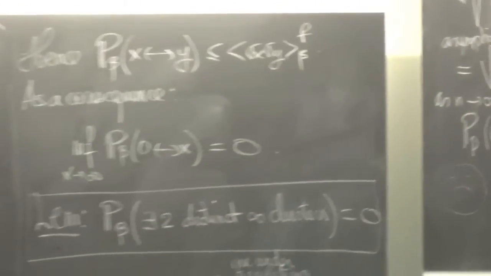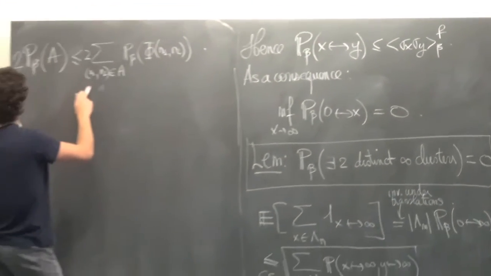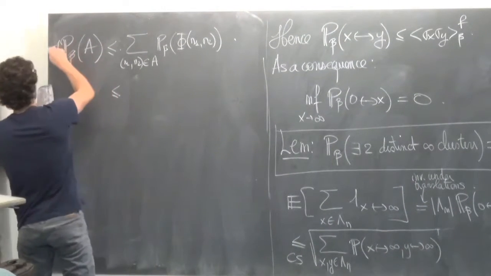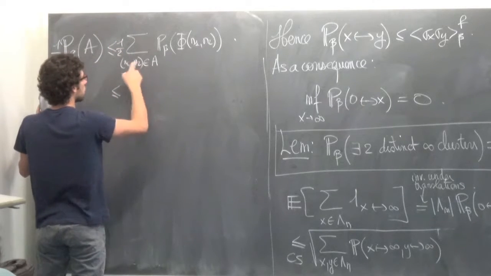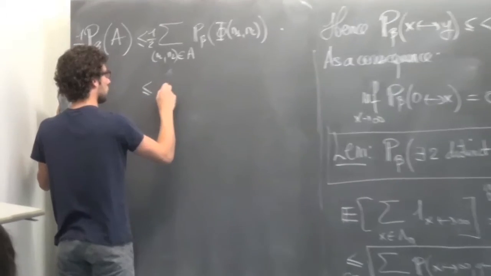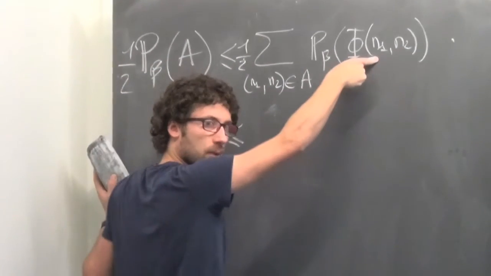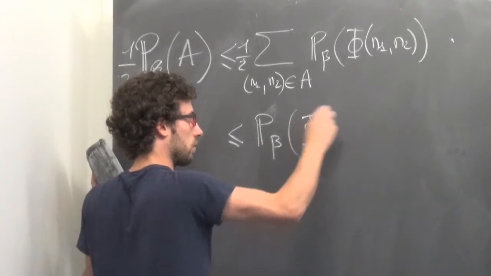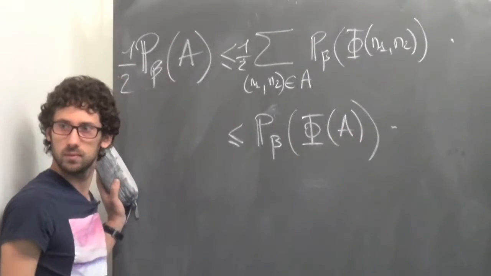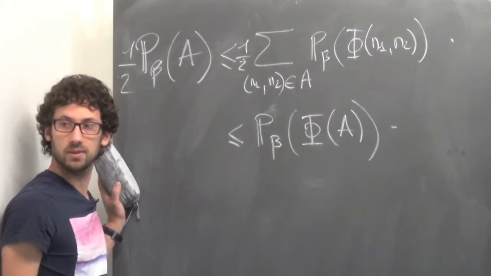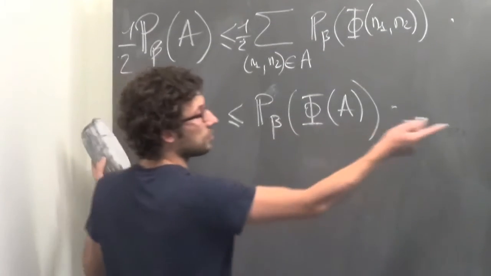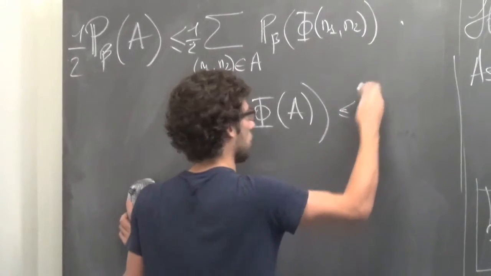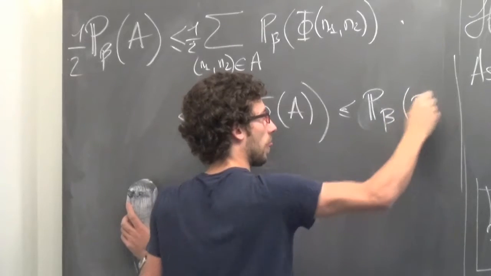But now this, did I do something wrong here? Probability of A, it was maybe a half, sorry. It's a half that I want. So here, what I'm going to say is now this is smaller or equal, because I put the half and that I have at most 2 preimages for every guy in the image, it's going to be smaller than this. Because I count guys at least twice, at most twice. But this, because obviously phi is going from A to B, this is smaller or equal to P beta of B.